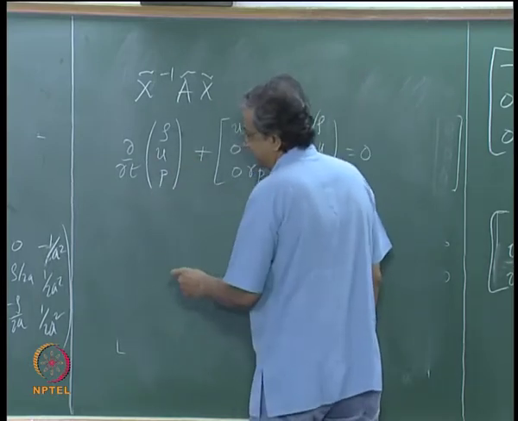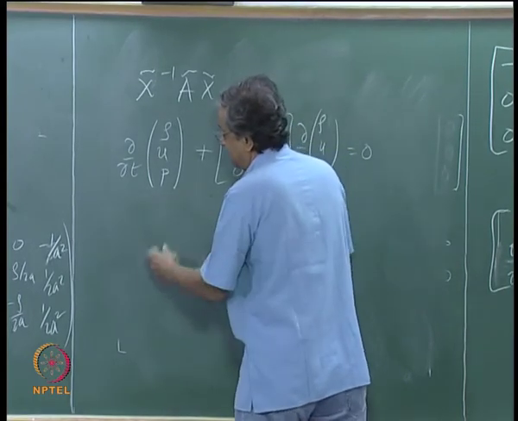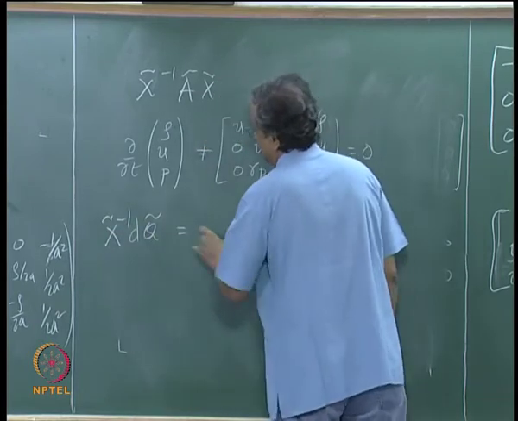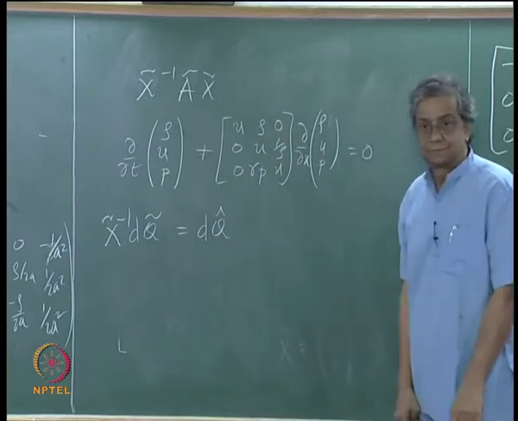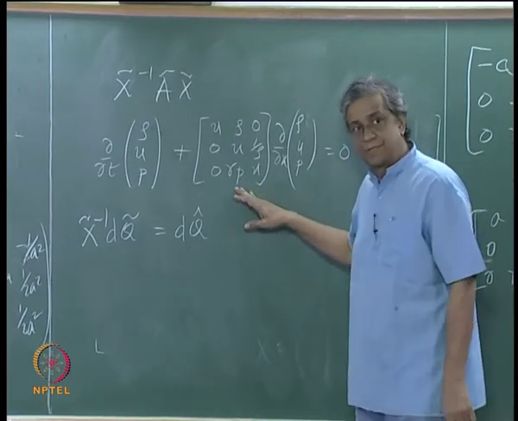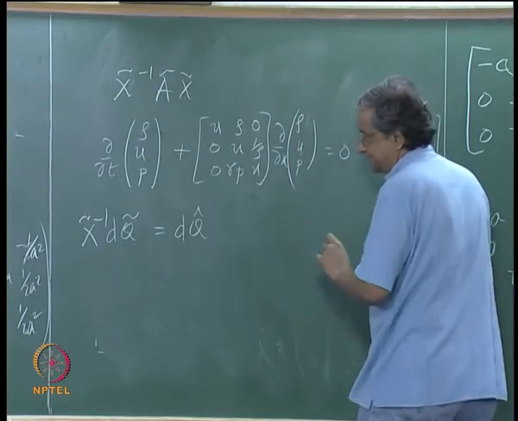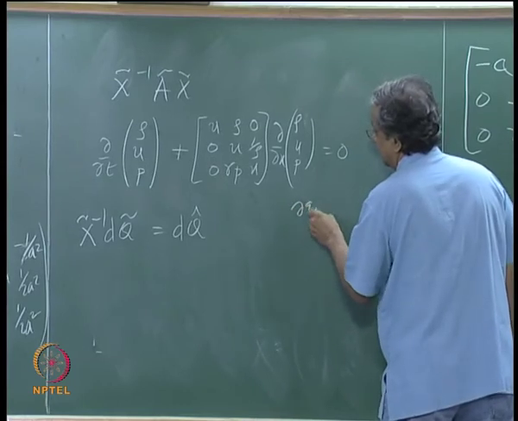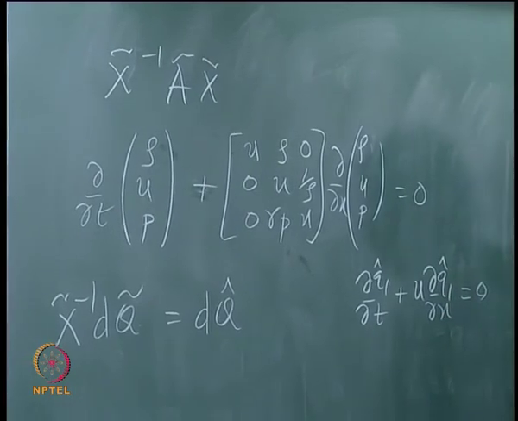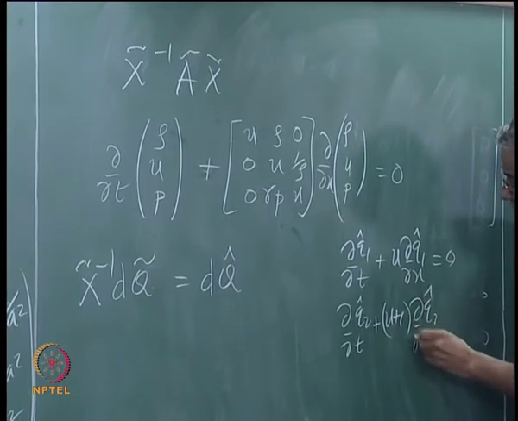So if you were to pre-multiply this equation by X inverse, in terms of differentials, what I'm basically saying is dq tilde, pre-multiplied by X inverse, is going to give me dq caret. This equation will then reduce to some form like: dou q1 hat by dou t plus u times dou q1 hat by dou x equals 0. Dou q2 hat by dou t plus u plus c times dou q2 hat by dou x equals 0.